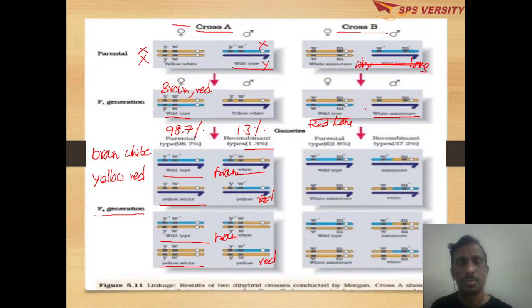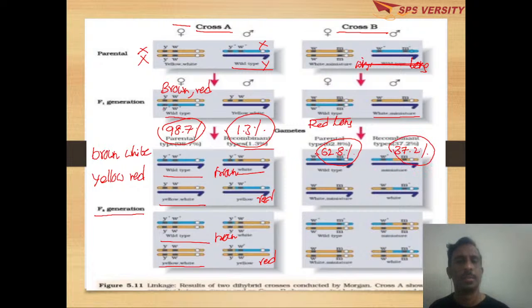Again, a cross is conducted between these two, which has led to the F2 generation. But when you come to the F2 generation, the practical result, that is the final output, unfortunately, is that he got the parental combination as 62.8% and recombinant percent as 37.2%. See here, in cross A and cross B, see the difference between parental type and recombinant type. In parental type, it is 98.7%, but here it is 62.8%. In cross A, the recombinant percent is 1.3, but here it is 37.2.